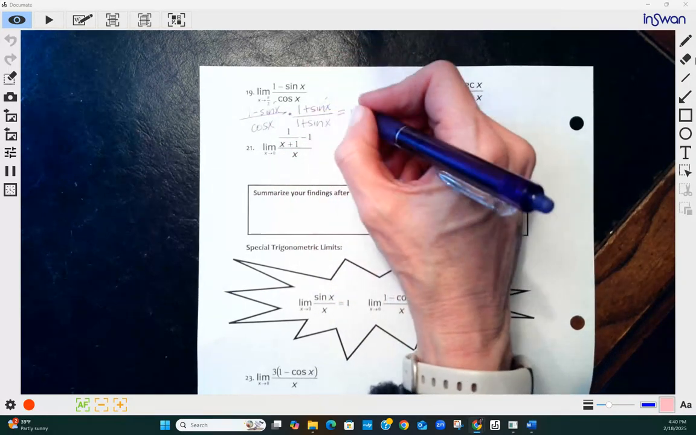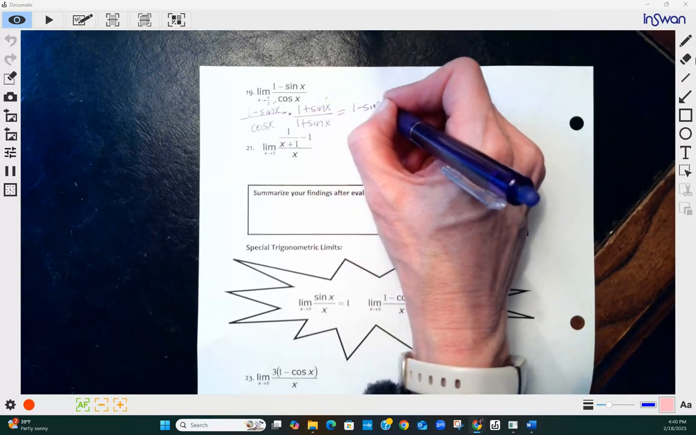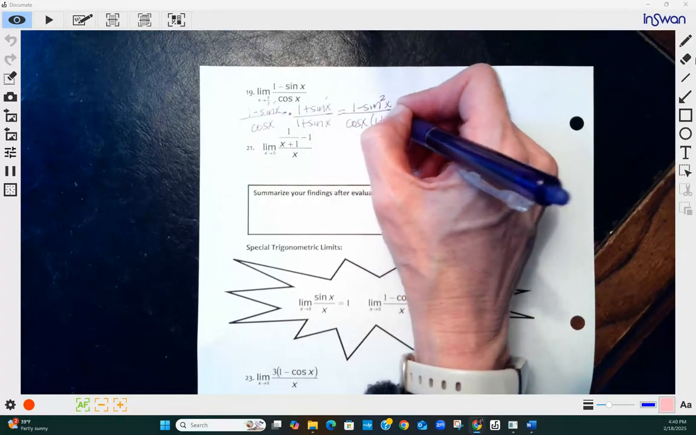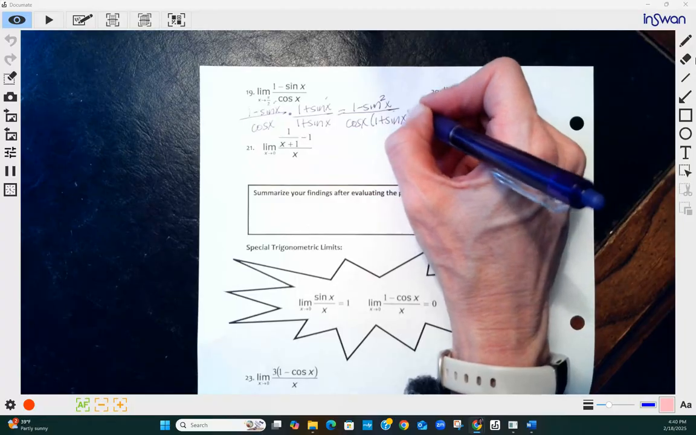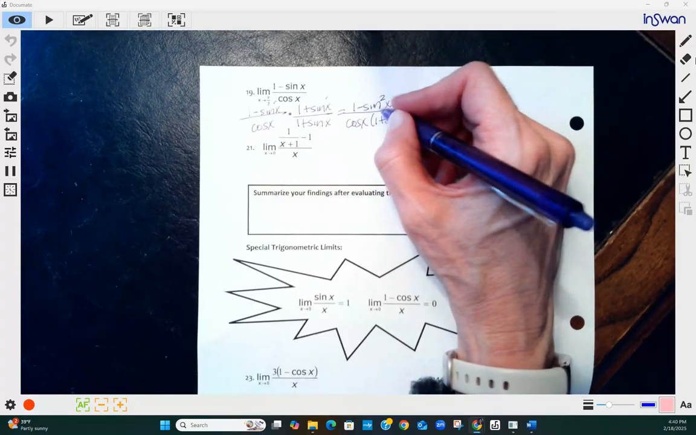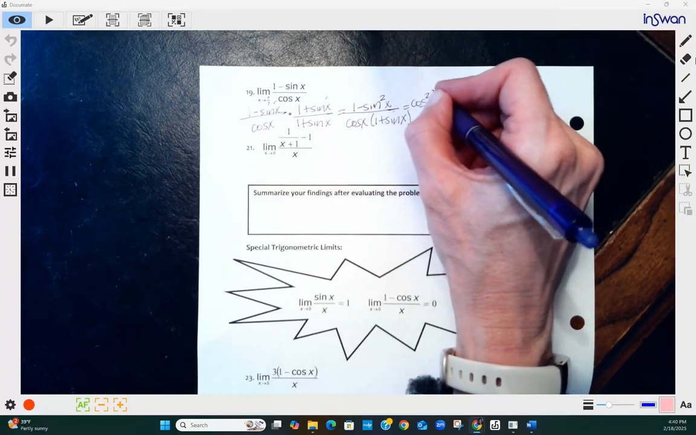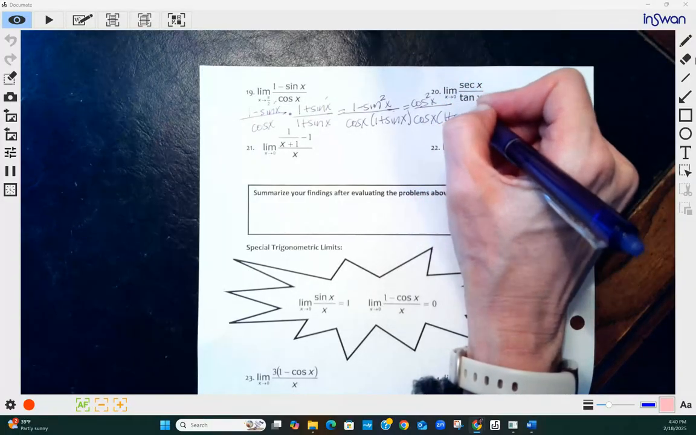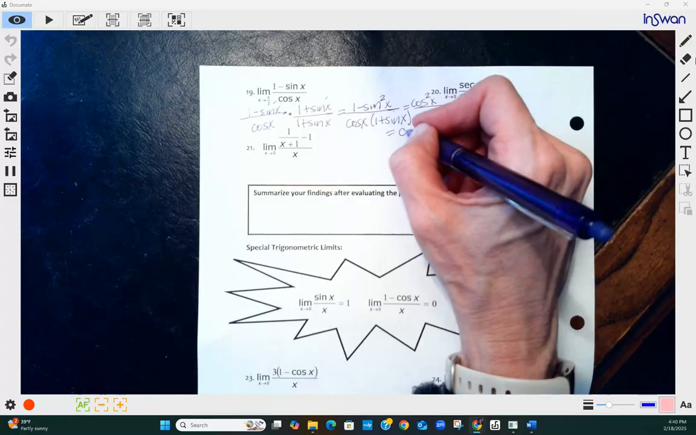So on the top, when you FOIL, you get 1 minus sine squared x. Leave the bottom separate. We're going to use our Pythagorean identity to replace 1 minus sine squared x with cosine squared x. That's going to allow us to reduce.